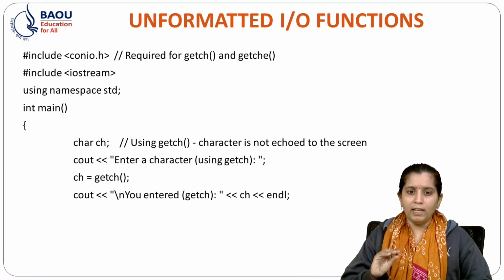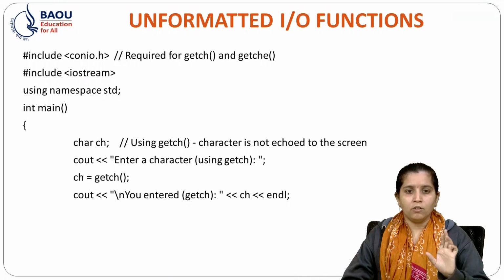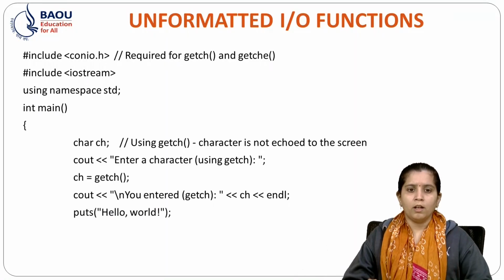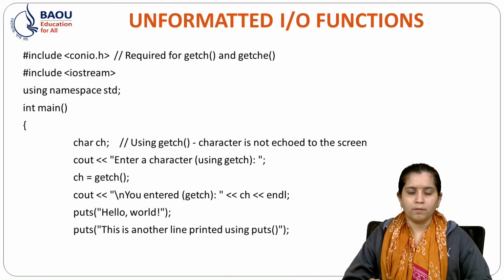So whenever I write cout, you enter getch, what will I get? You will get to know. In inputs, we will have hello world. And in puts, we have another line, that is, this is another line printed using puts. Now I hope you get the idea of how puts works in our C++ language.